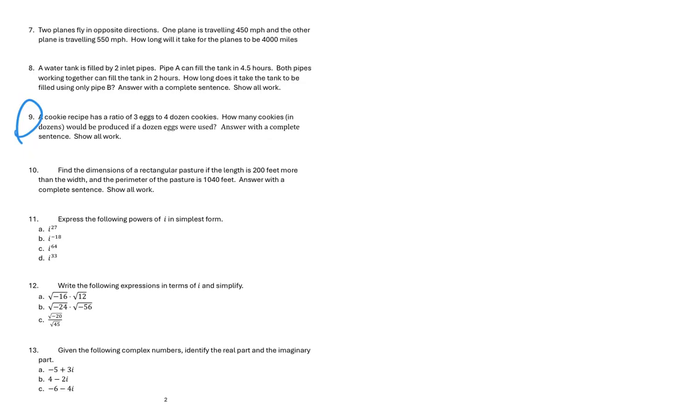Number 9, a cookie recipe has a ratio of 3 eggs to 4 dozen cookies. How many cookies would be produced if a dozen eggs were used? Answer in a complete sentence. If a dozen eggs were used. Okay, so 3 eggs to 4 dozen cookies should be equal to 12 eggs per X dozen cookies.